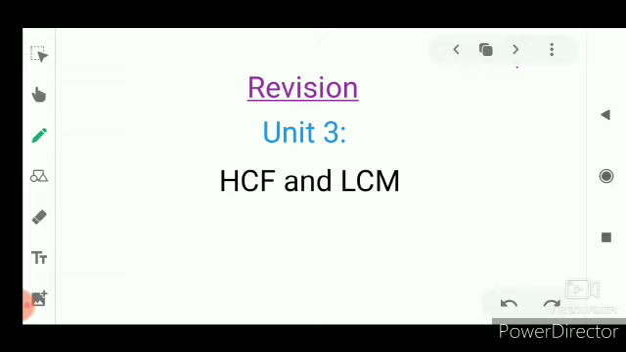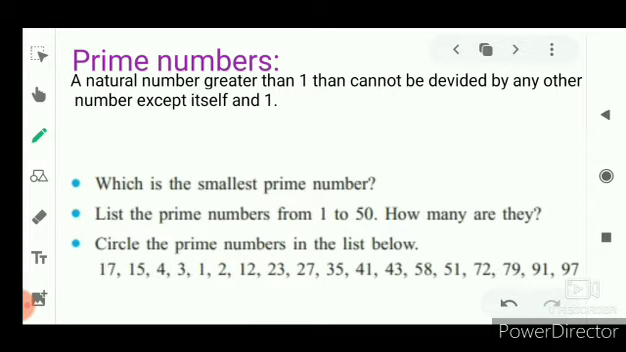Okay, in this lecture we will see the revision of third unit, that is the HCF and LCM. So let's take the revision. In that unit we have seen the prime numbers.